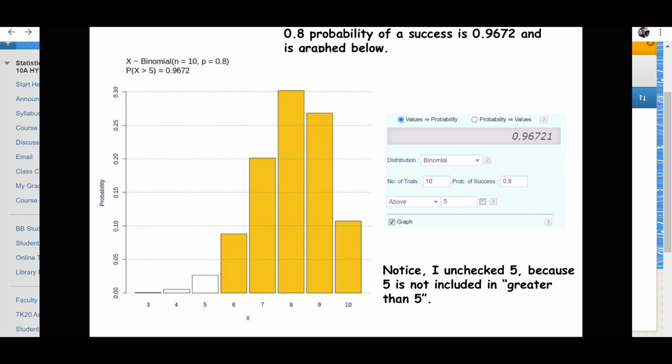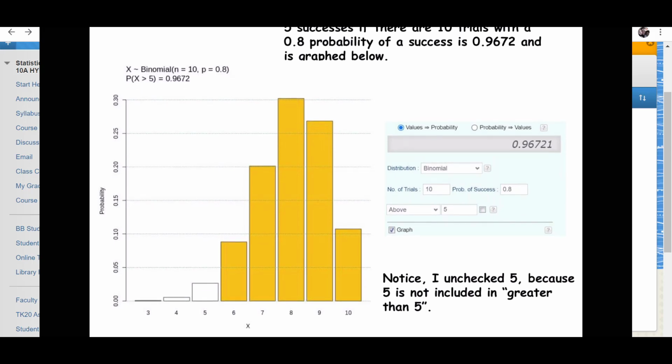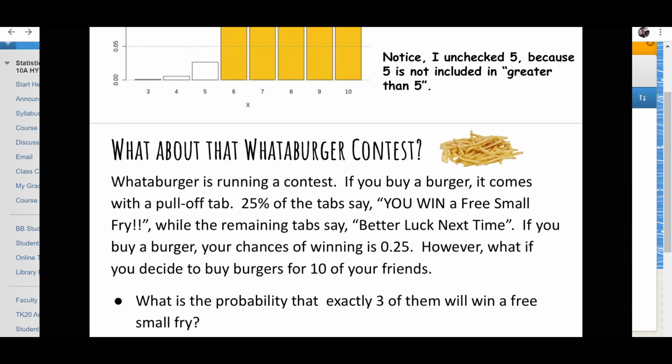You can say, did it add the correct probabilities together? Well, hey, it did, because if I'm looking for a probability that is greater than 5, I want it to shade the bars that are greater than 5. It did, and the probability is 0.96721. So again, such a great tool, especially the visual. So I really encourage you to click graph before you preview.